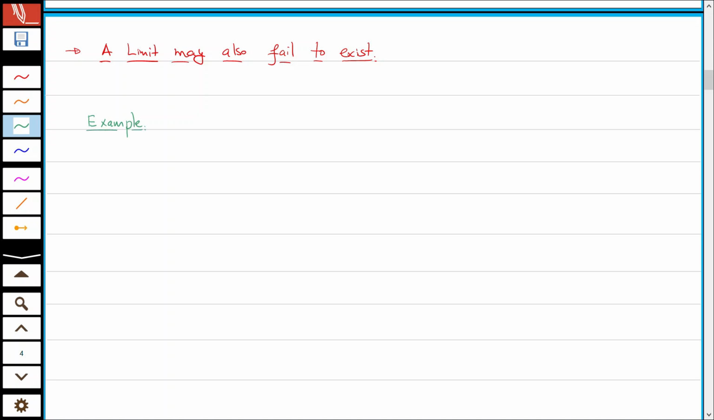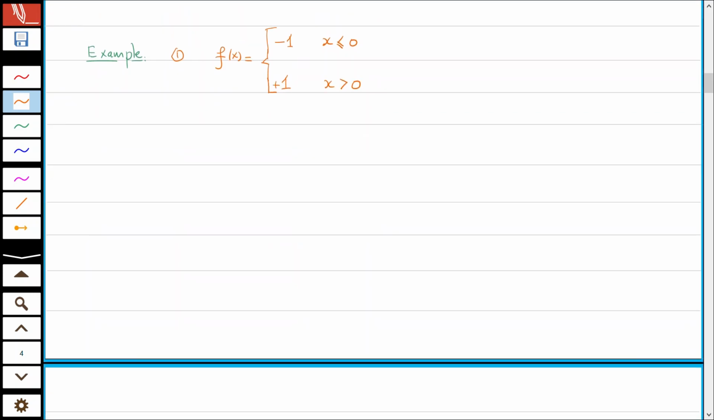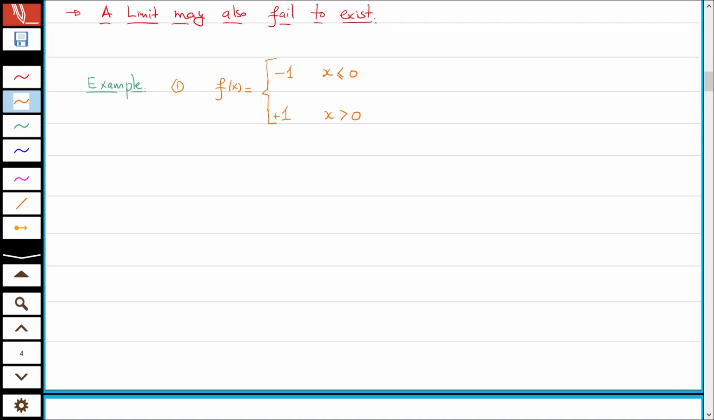I define a piecewise function. It's a well-known one. f of x equals -1 if my x is less than or equal to 0, and it's equal to +1 if my x is bigger than 0. What is the graph of this function?